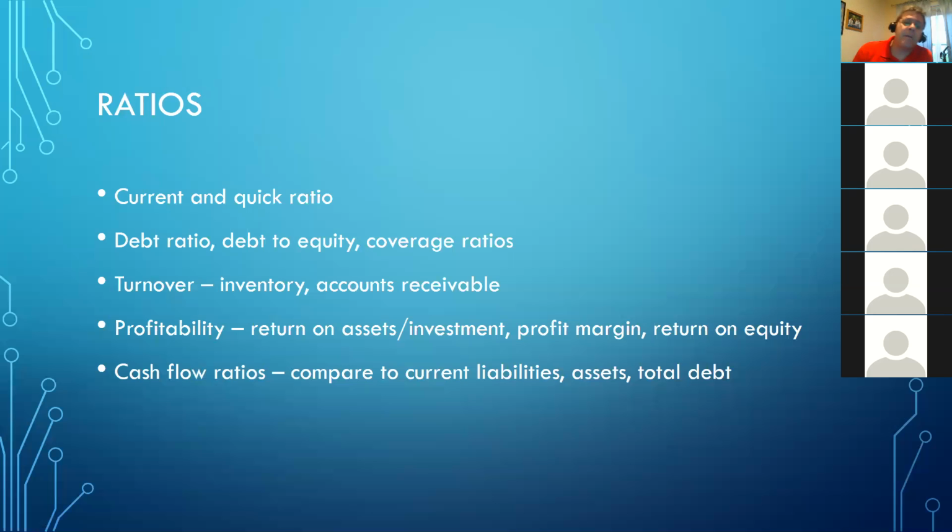We're going to either divide it by assets to get return on assets or return on investment, or we're going to divide it by sales to get our profit margin, or we're going to divide it by our total stockholders' equity to get our return on equity. In each case, the top number of your ratio is the same. The bottom number changes depending on what you're looking at.